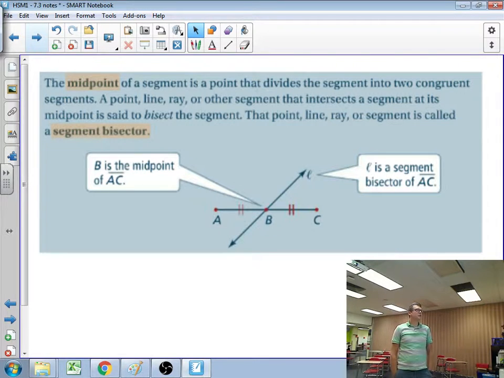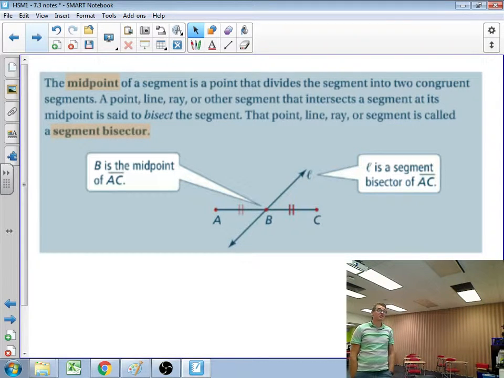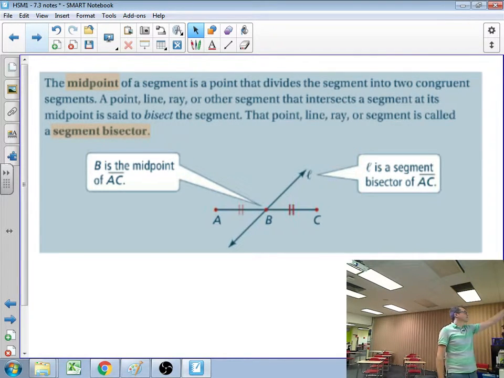Bisectors are great. The midpoint of a segment is the point that divides the segment into two congruent segments. A point, line, ray, or other segment that intersects at the midpoint is said to bisect the segment. Bisect means two: we're cutting it into two. That point, line, ray, or segment is also called the segment bisector. So here L is my segment bisector for the line AC.